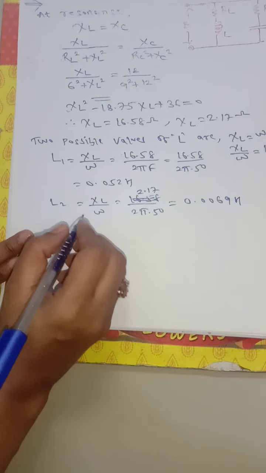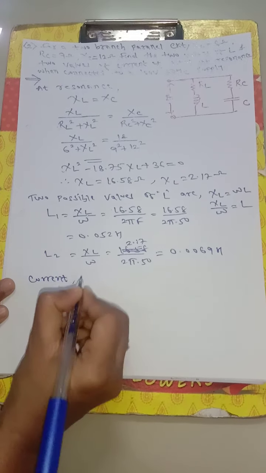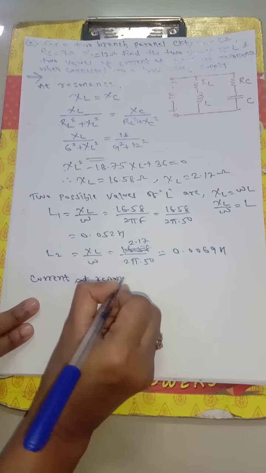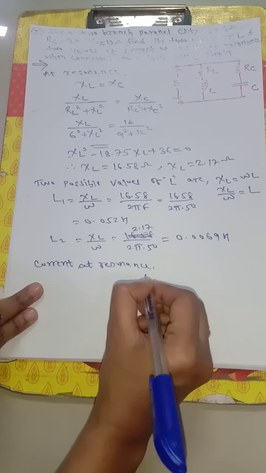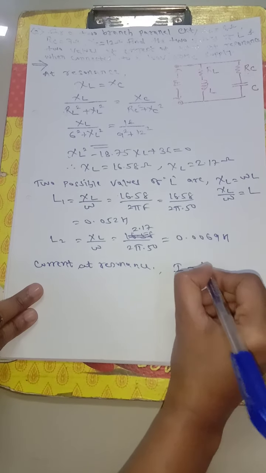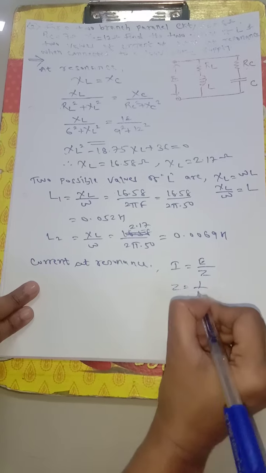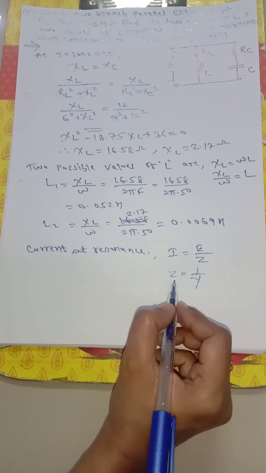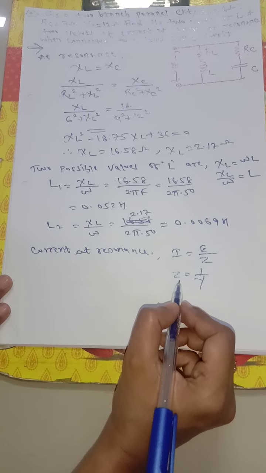Now go towards the current at resonance. So what is the value of current at resonance? So current at resonance you can calculate as I is equals to E by Z. Either the Z dynamic or Z, and we know very well for the parallel circuit, Z will be equals to 1 by admittance. How can we get this value of the admittance?